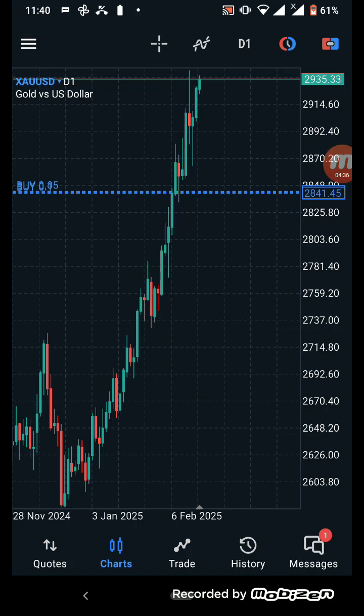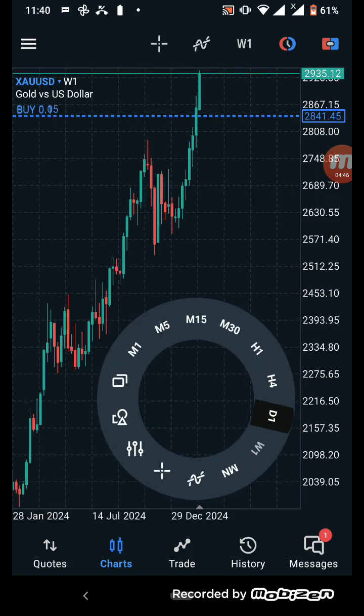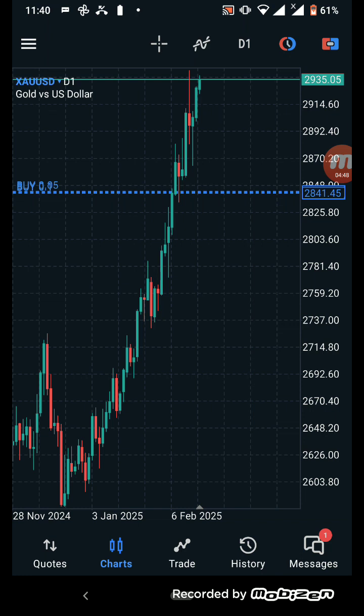Now, before you make your entry, you have to make sure you know the direction of the market. Is it moving upwards or is it moving downwards? Now, as you can see, on the weekly chart, it was moving upwards. On the daily chart, it was moving upwards. These two time frames are important. Okay, they're important. So now I realized that the direction of the market was an upward trend. It was not a downtrend, which means buyers dominated the market.